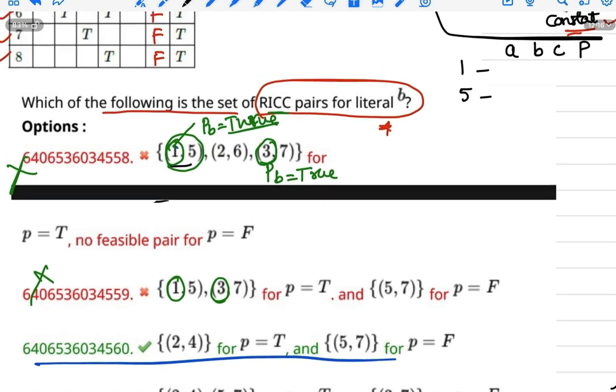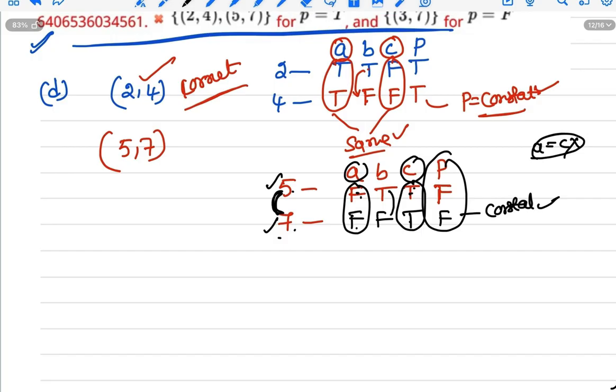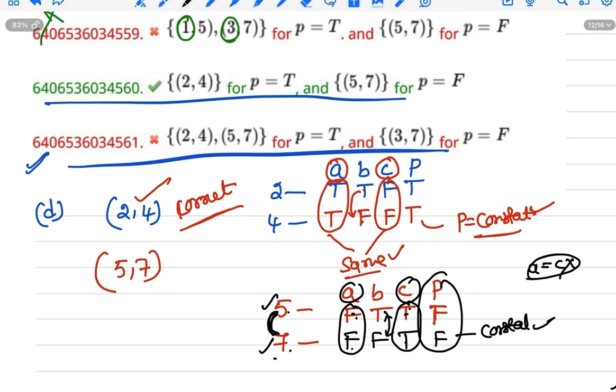And the condition, if B flips, if B changes from true to false, the predicate must be constant. This is also correct, 5, 7. The major clause B changes from true to false, the predicate is fixed, false. This is correct. Why is this option incorrect? For predicate equal to true. So this is wrong, friends. 4, 5, 7 is correct.